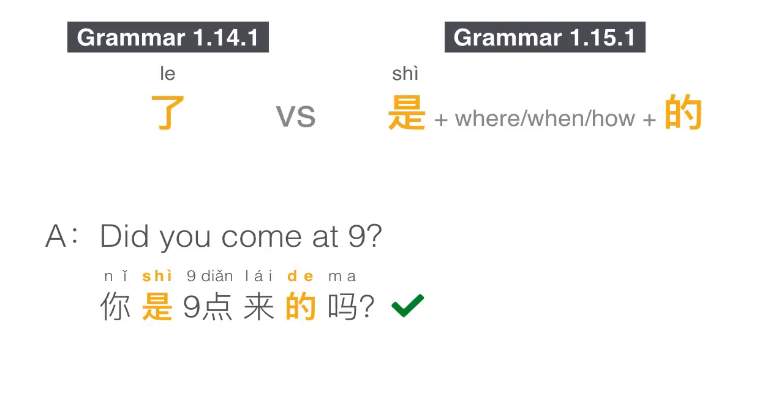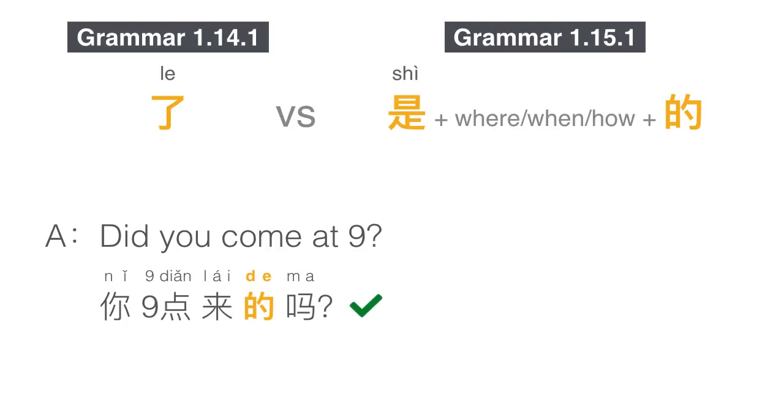Yeah, instead of using the le construction, we need to make use of the 是的 construction, like we talked about in the last video. To learn more about the 是的 construction, you can review Grammar 1.15.1. Again, this is available as part of our Chinese Zero to Hero HSK1 course. So the correct question would be 你是9点来的吗? Did you come at 9? We can also omit the 是. 你9点来的吗? is also fine. Yeah, so 是 is optional. It's the same as 你是9点来的吗?